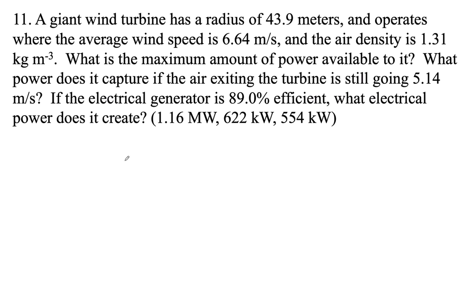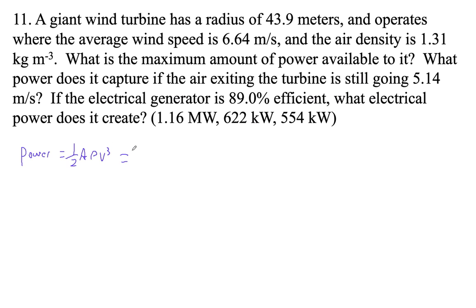So if you could stop that air dead, which you can't do, because otherwise the air would pile up somewhere. But if you could stop it, the energy available to it is given by this formula: 1/2 the area times the density times the velocity of the wind to the third.